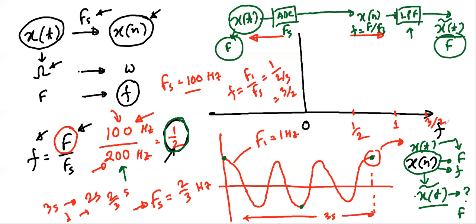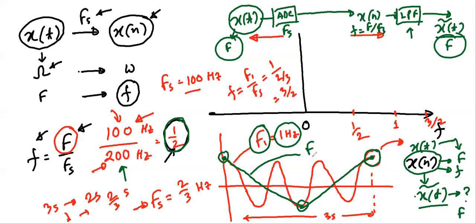Now if you have this value 3 by 2, what will happen? What kind of analog frequency will you find after the discretization? If you get this kind of samples, ultimately your signal looks like this. So you start with this F1, which is 1 hertz, but you end up with this frequency, F1 hat. Can you tell me what is the frequency of F1 hat?